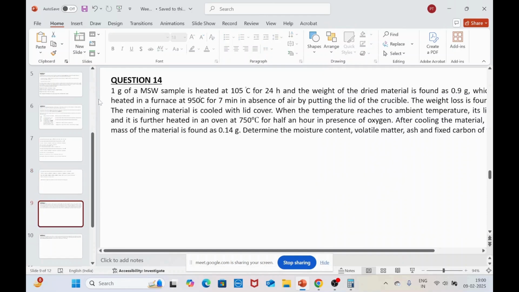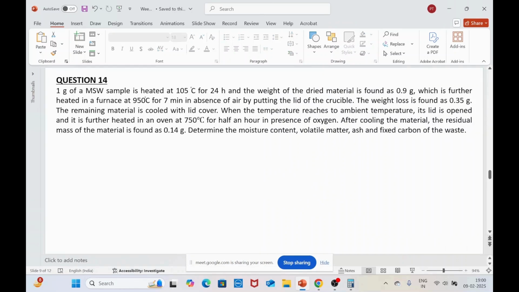So let's just solve one more question. It's a very straightforward, simple one. You have a municipal solid waste weighing 1 gram. You are heating it at 105 degrees Celsius for 24 hours. The weight of the dry material is found to be 0.9 grams. You then heat it in a furnace at 950 degrees Celsius for 7 minutes in the absence of air by putting the lid on the crucible. The weight loss is found to be 0.35 grams.